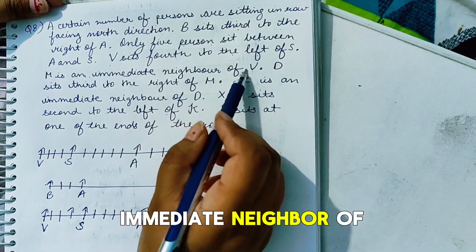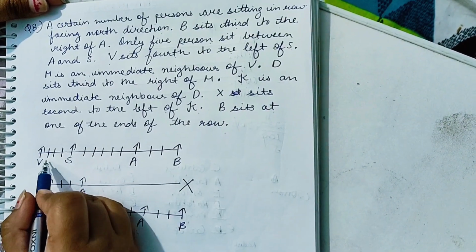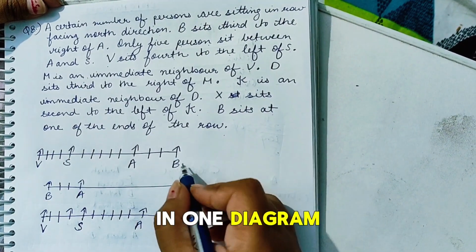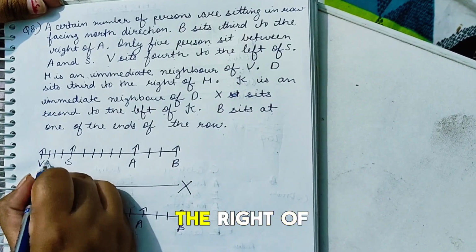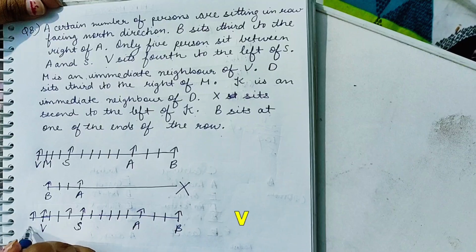M is an immediate neighbor of V. In one diagram we can show M sitting towards the right of V, and in one we can show it towards the left of V.